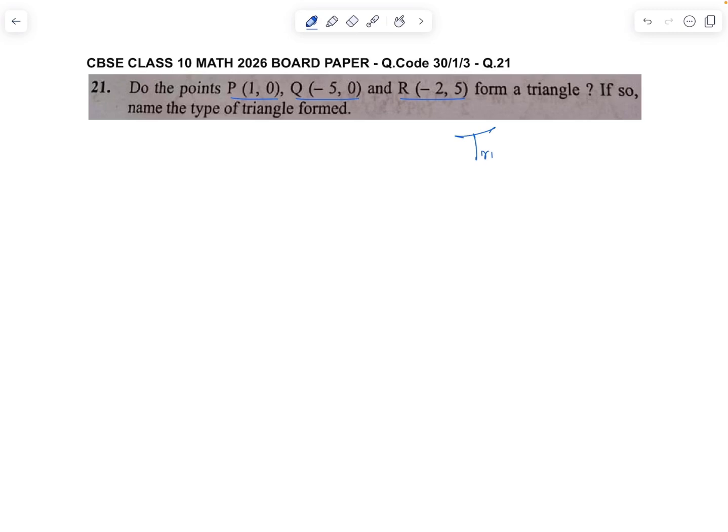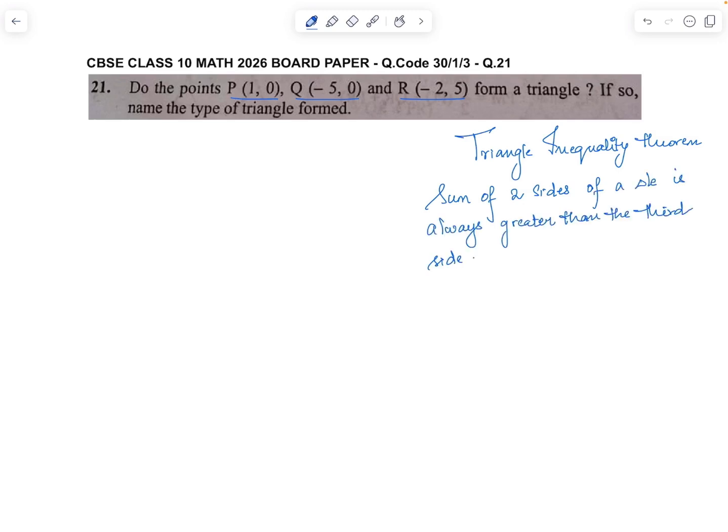The triangle inequality theorem states that the sum of two sides of a triangle is always greater than the third side. Let's first find the side lengths and then let us check whether it is obeying this theorem. To get the lengths of the sides, I use this distance formula, which is square root of (x2 minus x1) the whole square plus (y2 minus y1) the whole square.